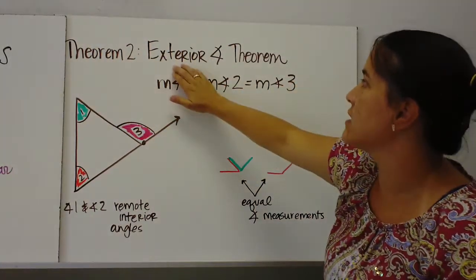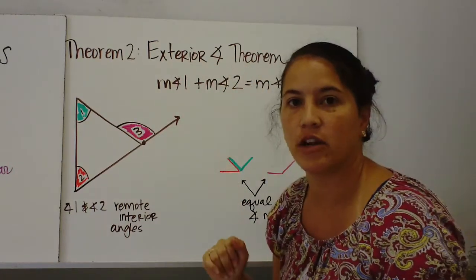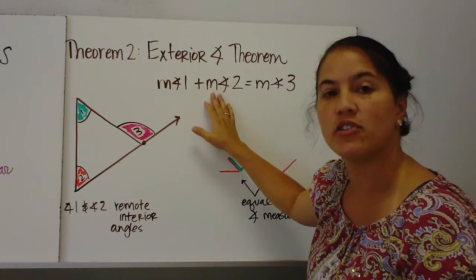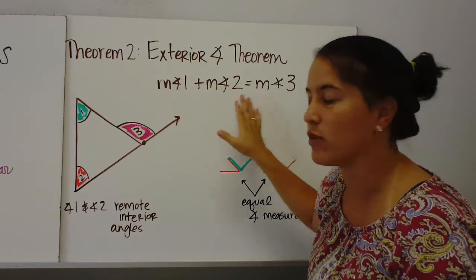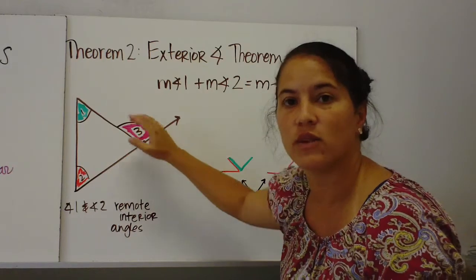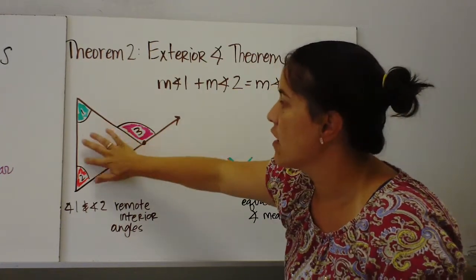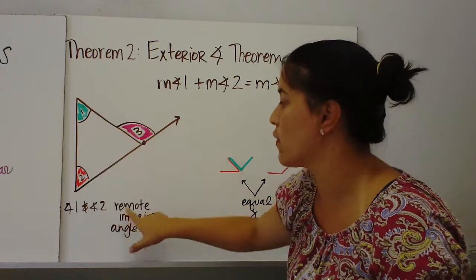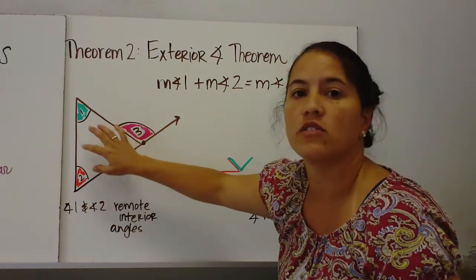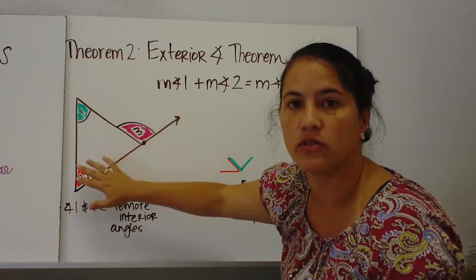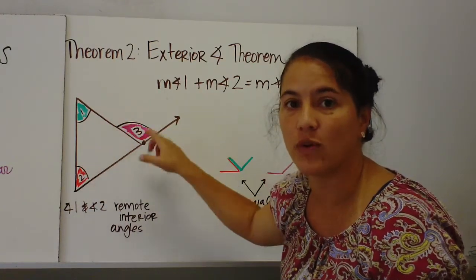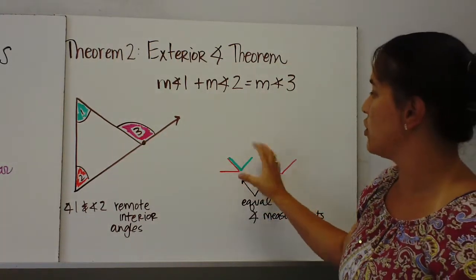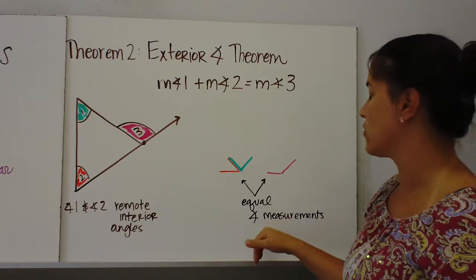Theorem 2 is the exterior angle theorem, the angle on the outside. That states that the measure of angle 1 plus the measure of angle 2 is equal to the measure of angle 3. So if you have a triangle written like this with an exterior angle, the two inside, not the one that's adjacent, not the one that's next to it, but the two, they're called remote interior angles. The two remote interior angles, angle 1 and angle 2, you add those together to equal the exterior angle, angle 3. And here's just a little visual. 1 and 2 put together are the same as angle 3.